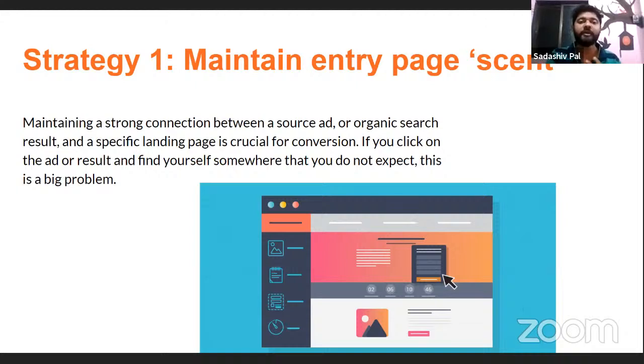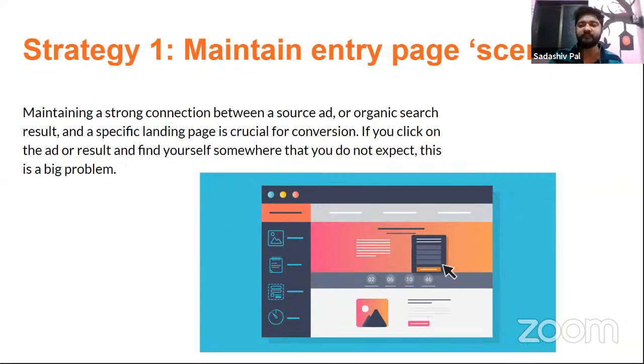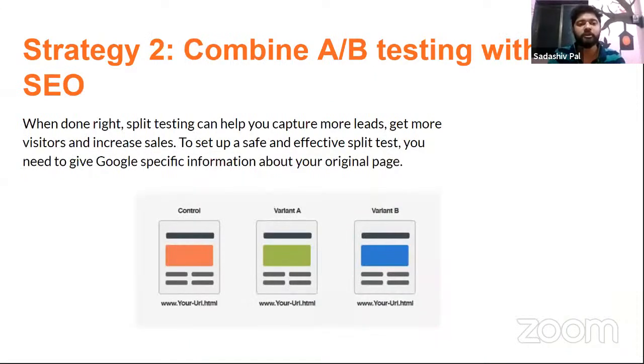After that, you can make sure to exclude out of stock products from search results, because this would destroy the user experience. So it is not recommended to keep the out of stock products in search results. After that, we have to adjust the layout based on the keywords and the search parameters. This is how you have to maintain the entry page level scent to increase your website conversions. Now let's speak about the second strategy, which is combining A/B testing with SEO.